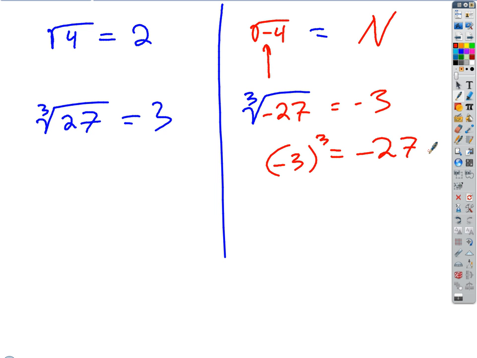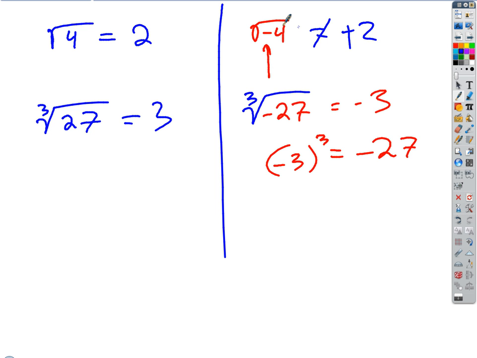But we can't take an even root of a negative number, because this is not true, is it? We don't get negative 2, because negative 2 squared is not negative 4. We don't get positive 2 because positive 2 squared is not negative 4. There is no real number, we know that, right? We would have to include an i. We know, and we've known this for a while, that a negative number to any even power is always positive. But a negative number to an odd power is negative.